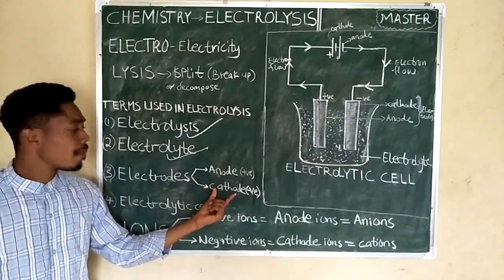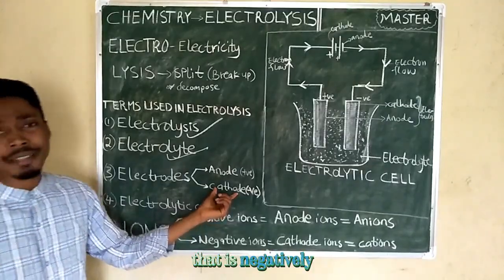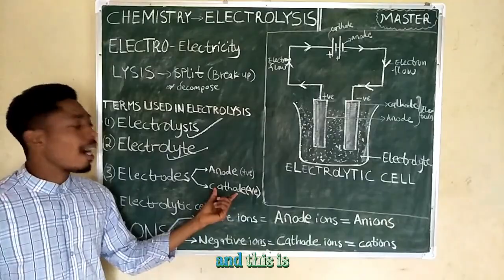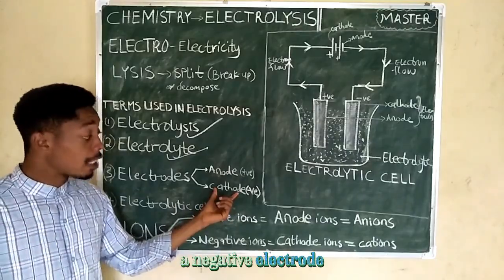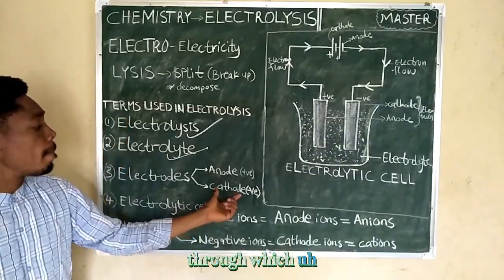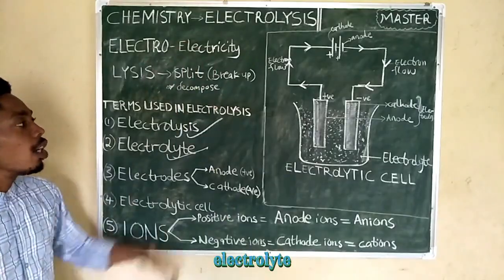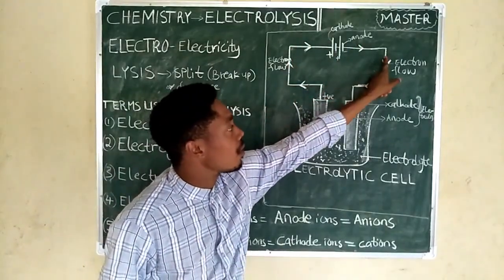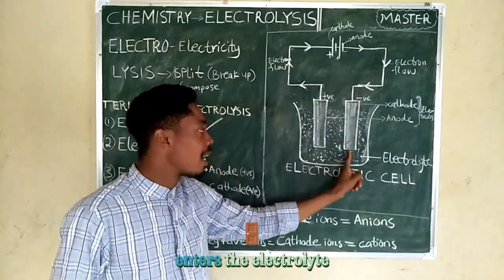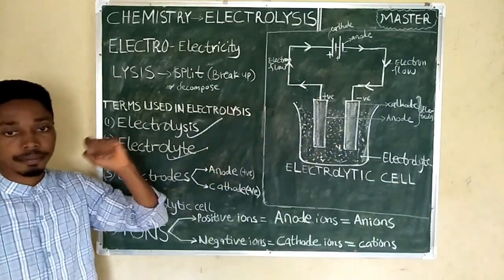The cathode. The cathode is a negative electrode. It's the electrode that is negatively charged. And this is the electrode, a negative electrode through which electrons enter the electrolyte. So you can see the direction of motion of electrons, alright? And you can see that the electrons enter the electrolyte through the cathode.